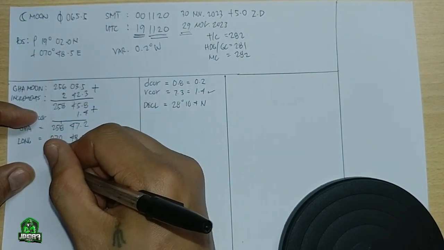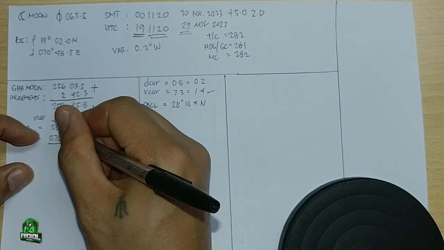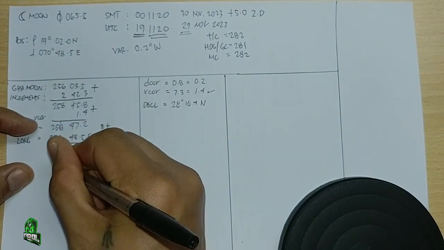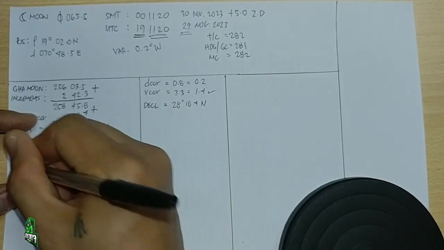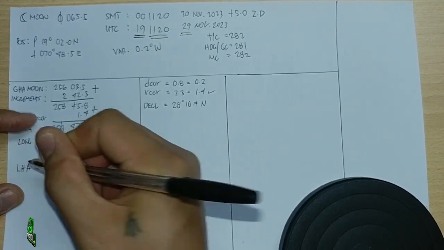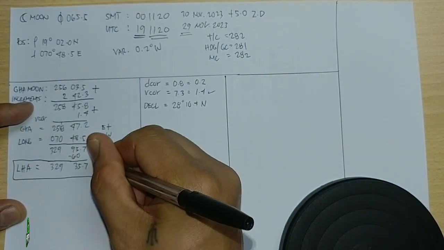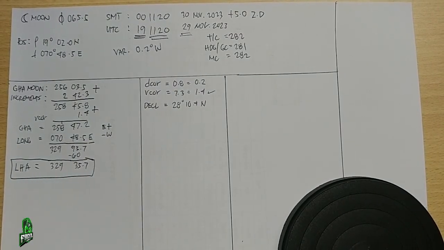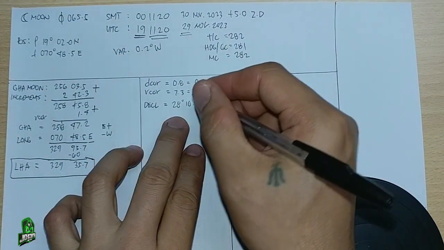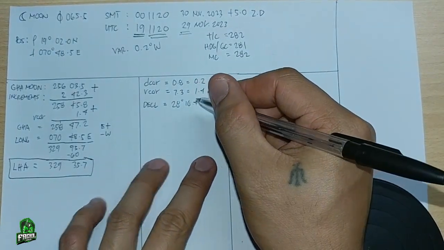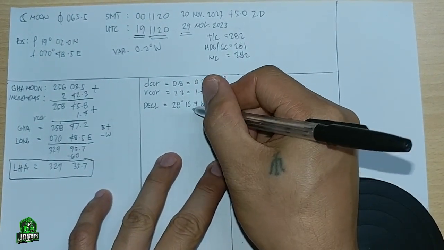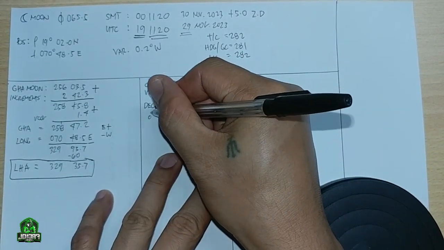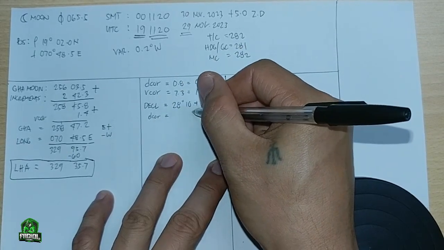259 plus 70 equals 329. Now here, 329, this is our LHA. So we have the LHA, this is very important. Now let's stick here to the declination also, the correction of the declination. So here, guys, d-correction 0.2.